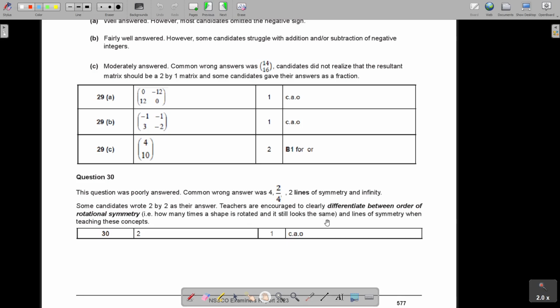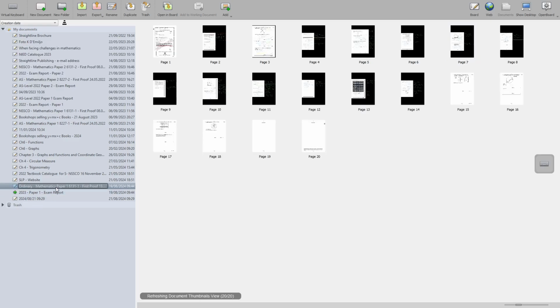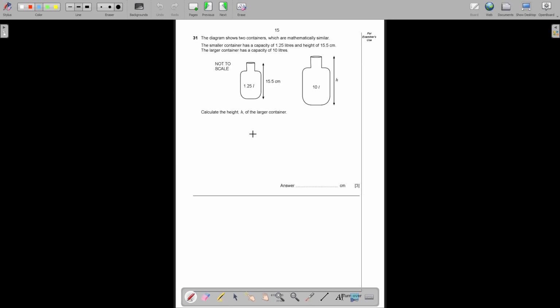the same. Okay, so when the one you copied fits on the original one, and lines of symmetry when teachers explain this concept, but the answer was 2. The order of rotational symmetry was just 2. Okay, and now we go to the question paper again. Okay, so we are finished with that one.